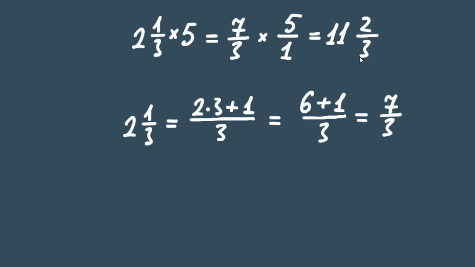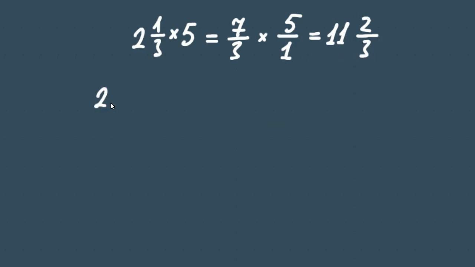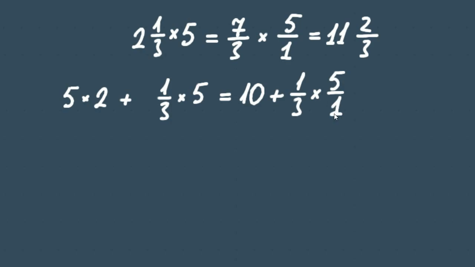I could get the same result in another way. I can write the mixed number as the sum of the whole part and the proper fraction part multiplied by 5. I will open the brackets and at the same time multiply all the terms in the brackets by 5. I write down this 5 as improper fraction. Multiply the numerators and denominators.